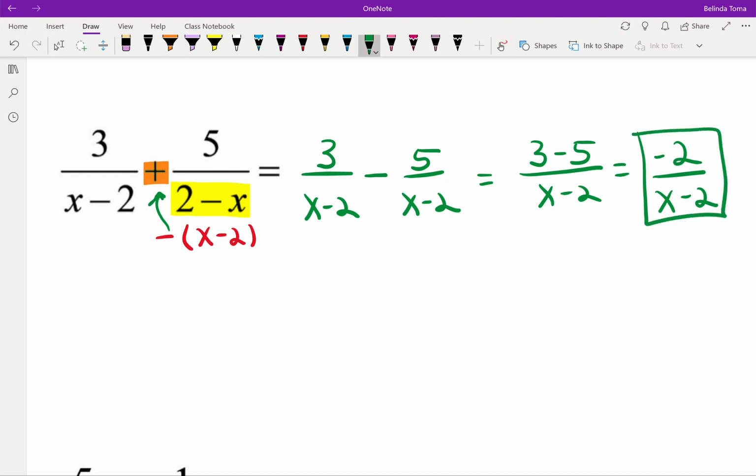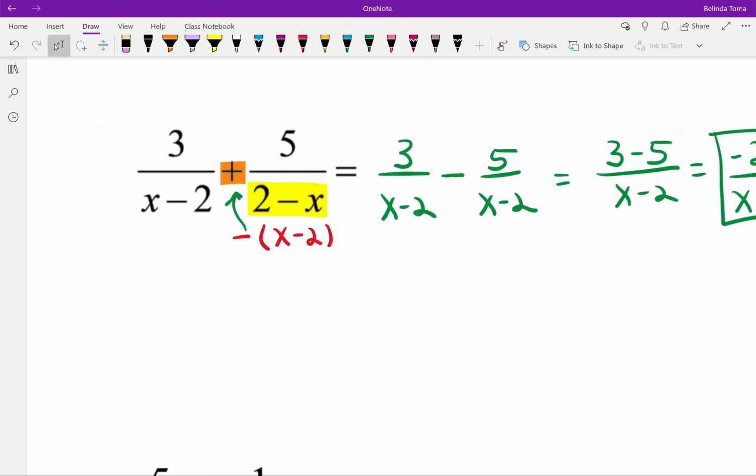This problem becomes very complicated if you make the LCD x minus 2 times the quantity of 2 minus x. It will come out correctly, but you'll do a lot more work.